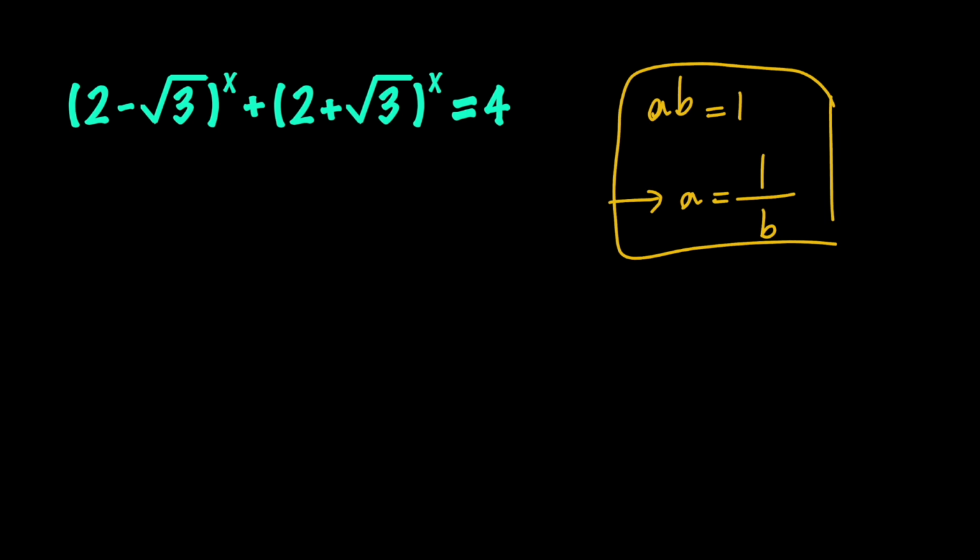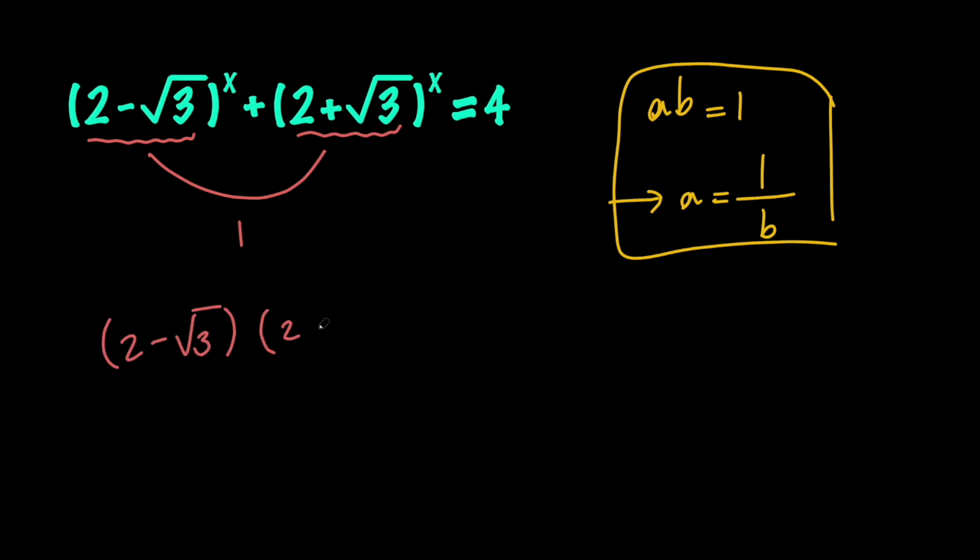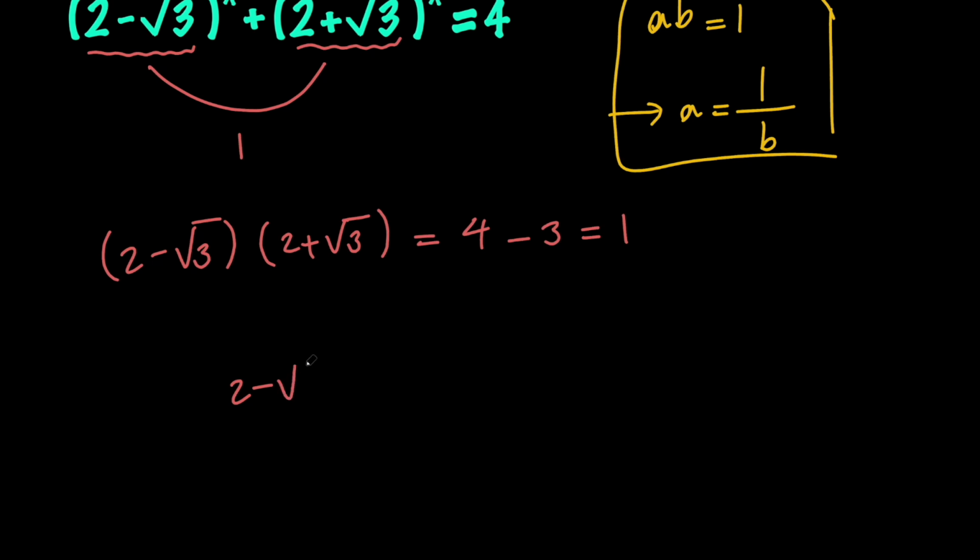So the thing is, once we go ahead and take 2 minus root 3 and multiply it by 2 plus root 3, we're going to get 1. Because 2 minus root 3 times 2 plus root 3 is equal to 4, which is 2 squared, minus 3, which is root 3 squared, which equals 1. So the product of these two numbers is 1, so I can say that 2 minus root 3 is the reciprocal of 2 plus root 3, or 2 minus root 3 is equal to 1 over 2 plus root 3.